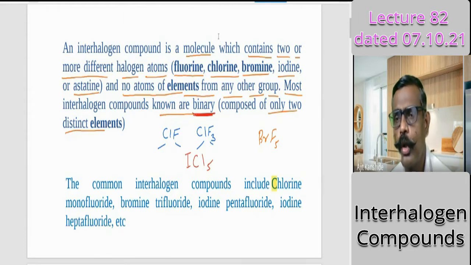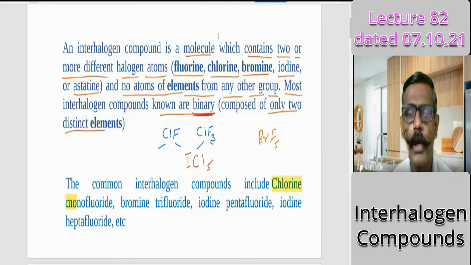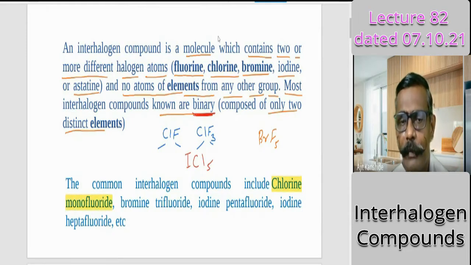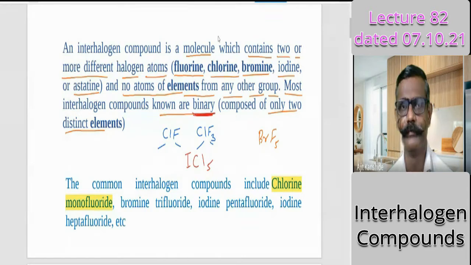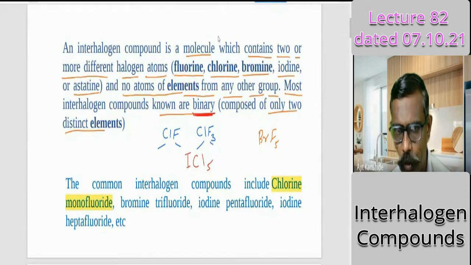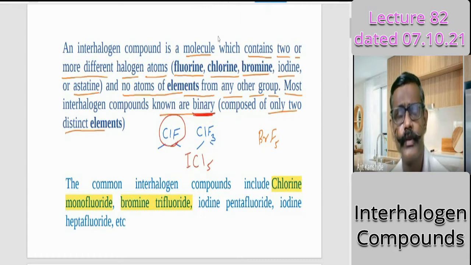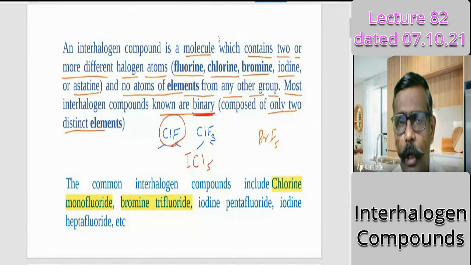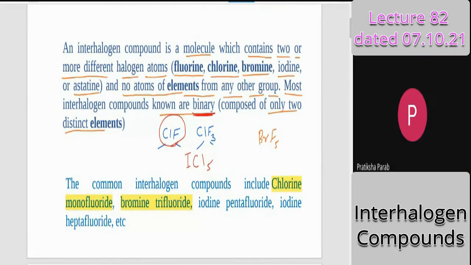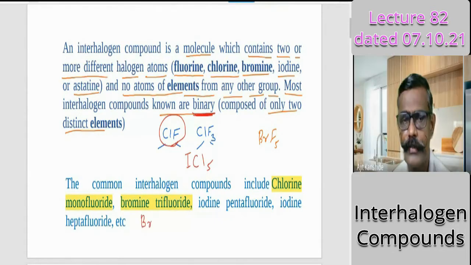For example, chlorine monofluoride. Will anybody suggest the formula for chlorine monofluoride? ClF. Yes, absolutely, it is ClF. Other is bromine trifluoride. I am not saying only these are there, many such compounds are there. What may be the formula for bromine trifluoride? BrF3. Yes, BrF3.